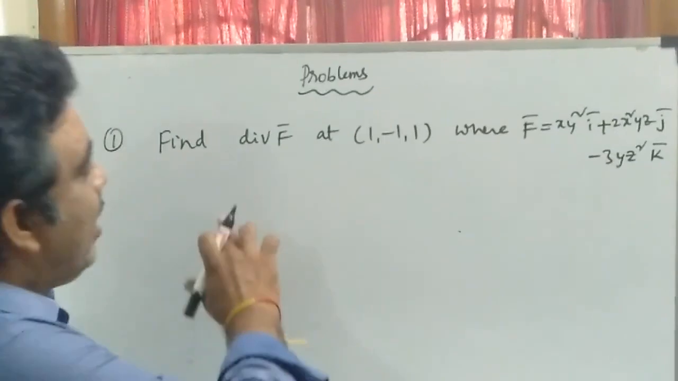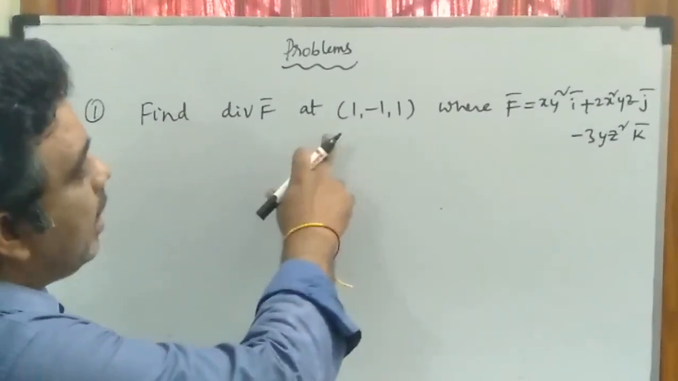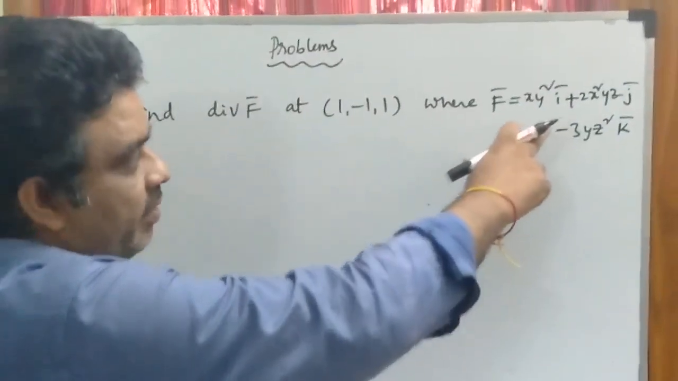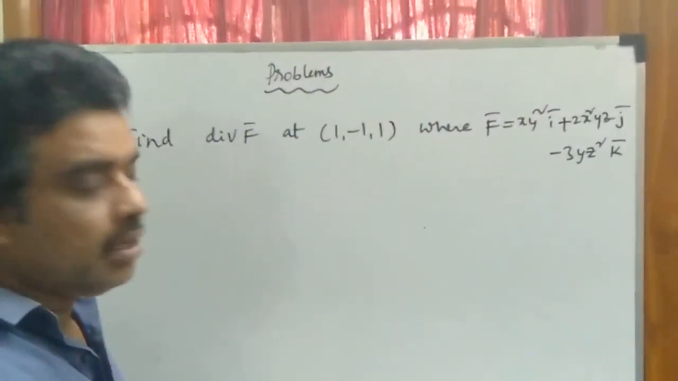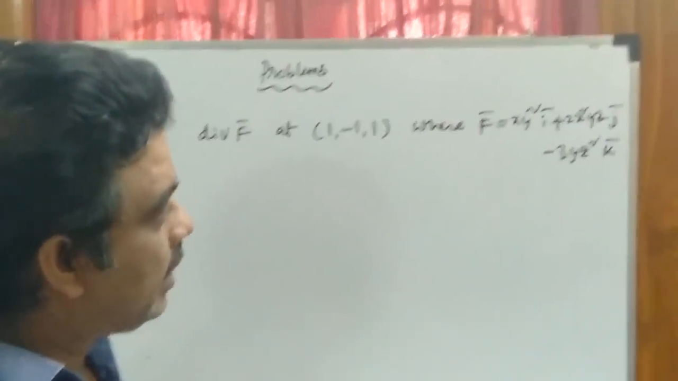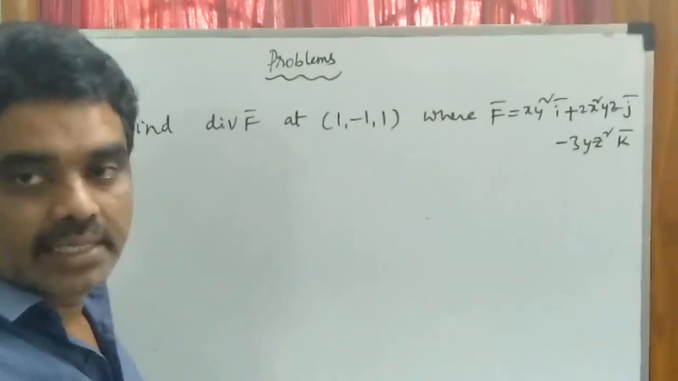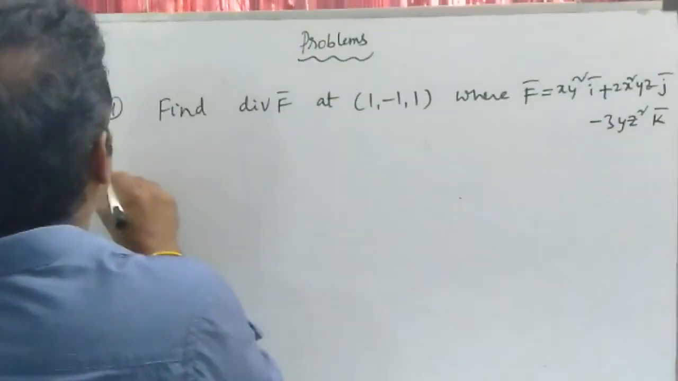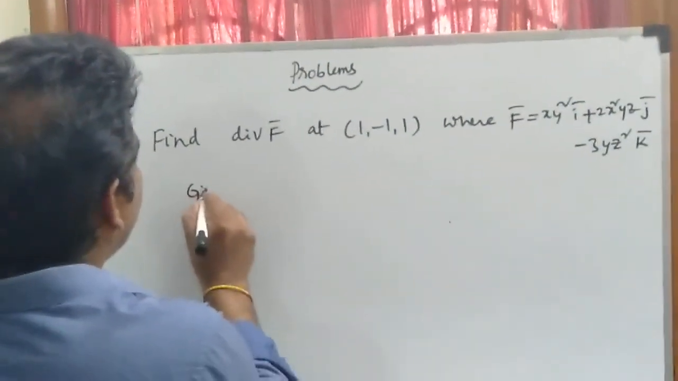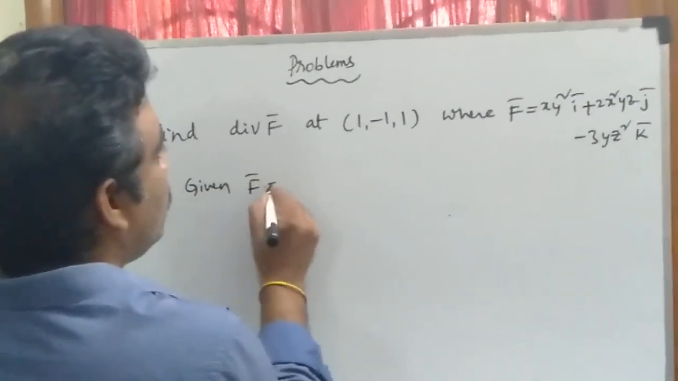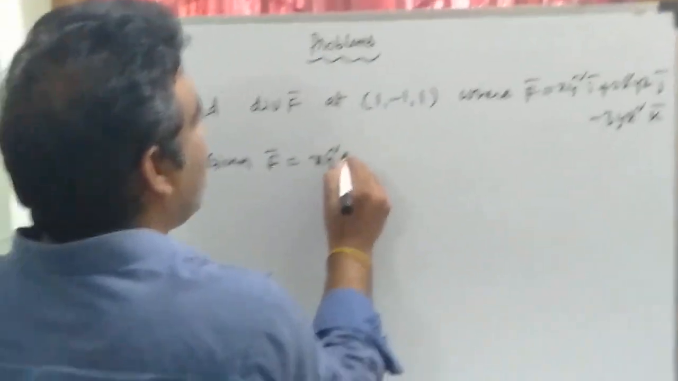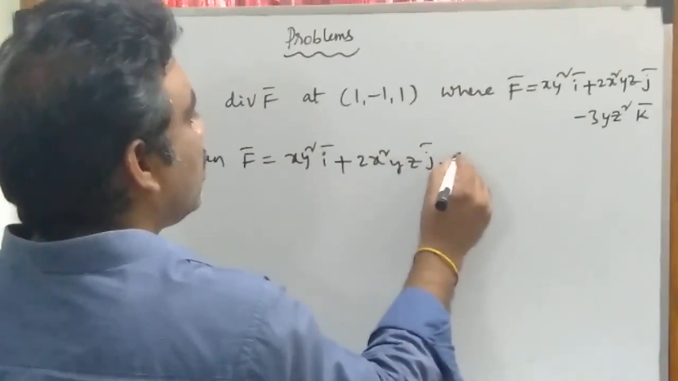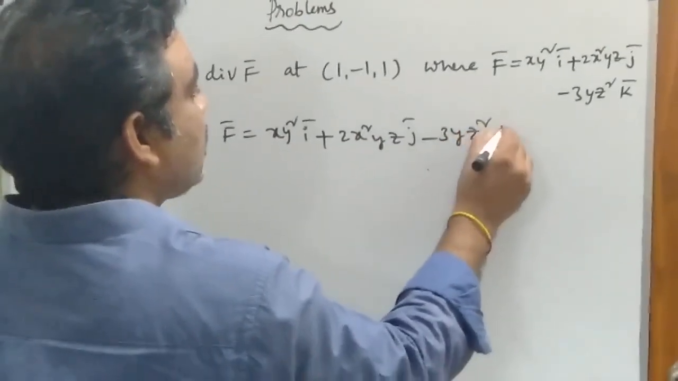First problem, find the divergence of f bar at the point (1, -1, 1), where f bar is given as xy square i bar plus 2x square yz j bar minus 3yz square k bar. So I have to find div f bar. Given solution, given f bar is equal to xy square i bar plus 2x square yz j bar minus 3yz square k bar.